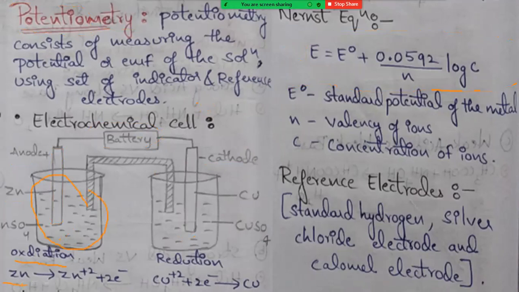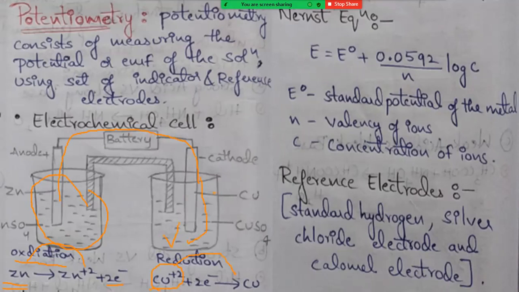Zinc is getting oxidized and releasing 2 electrons, right? So these released 2 electrons will be slowly moving towards the copper electrode, which is the cathode. Here the Cu plus 2 ions which are there in the solution will be accepting these electrons, and Cu plus 2 ions are getting converted into copper, right?